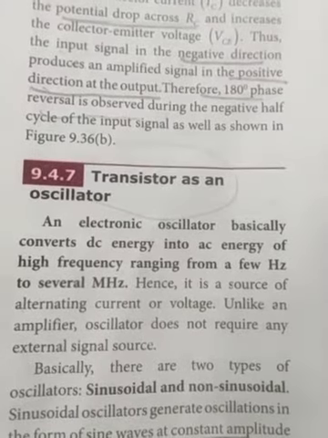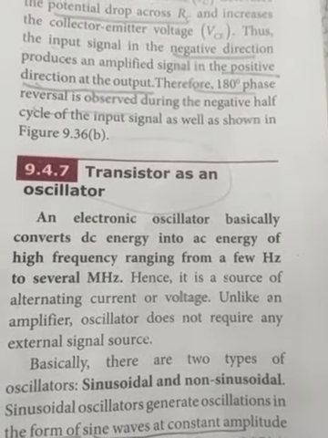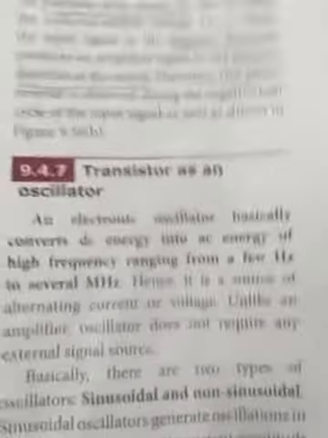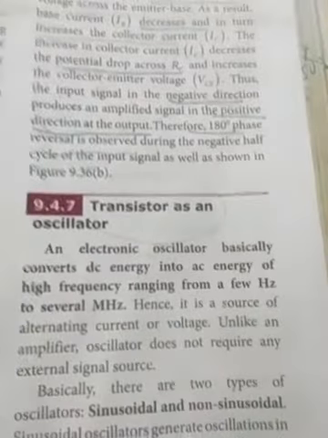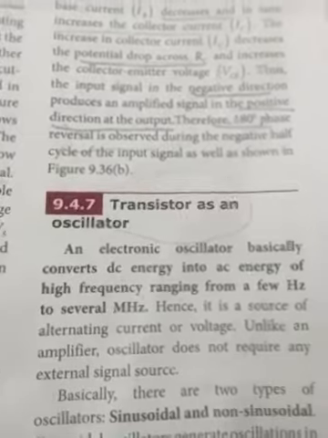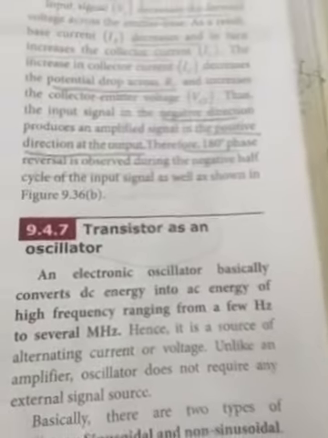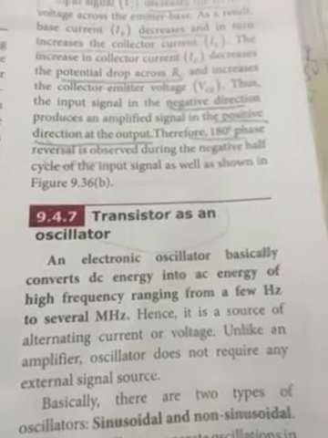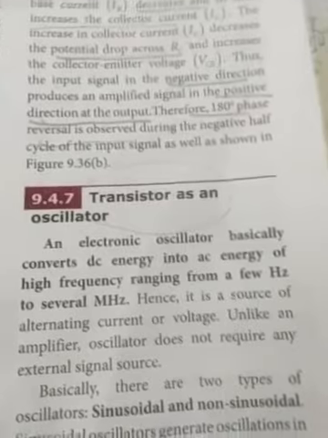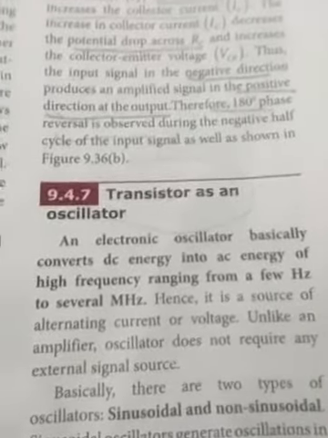Transistor as an oscillator. An electronic oscillator basically converts DC energy into AC energy, at high frequency ranging from a few hertz to several megahertz. So what does an oscillator do? DC energy is converted into AC energy in the oscillator.